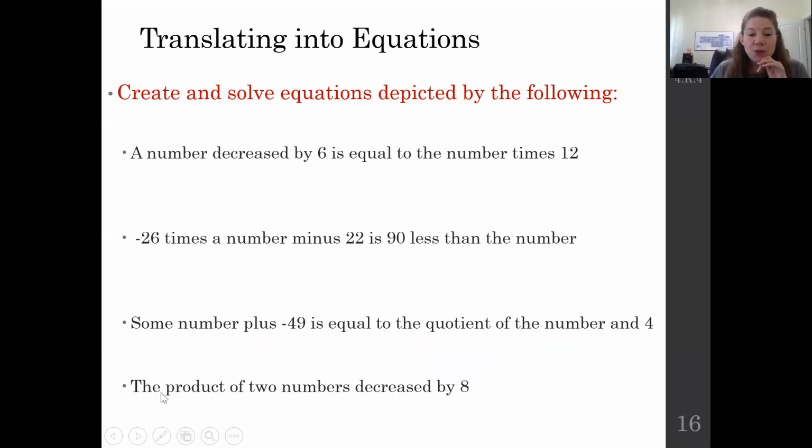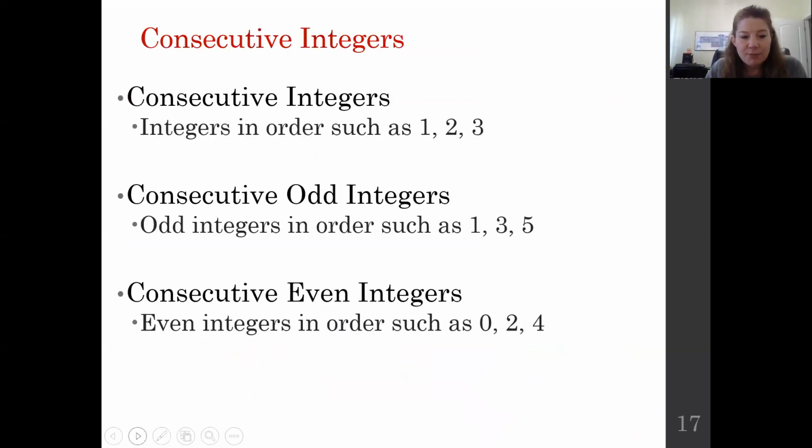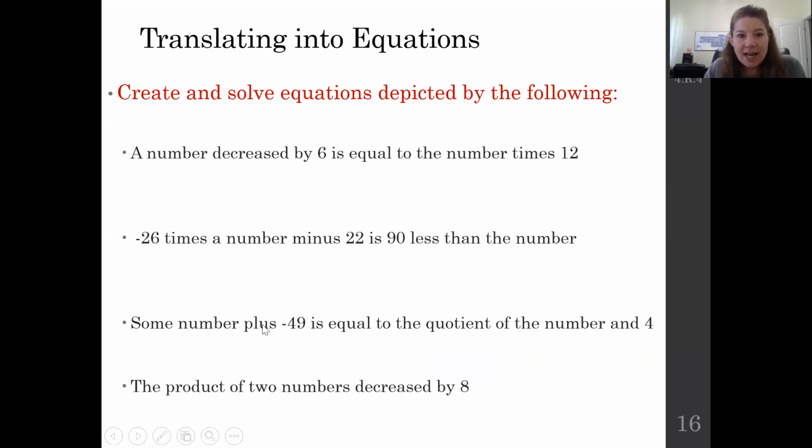The product of two numbers decreased by 8. Now that's not an equation because it doesn't say is equal to. This is an expression. So is that finished? I guess, I don't know. Anyway, this is an expression because it doesn't say is equal to or is. The product of two numbers means multiplication, decreased by 8, and that's it. There's no equation on that one for whatever reason.